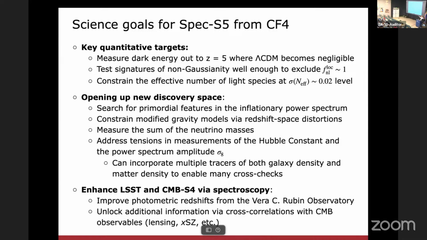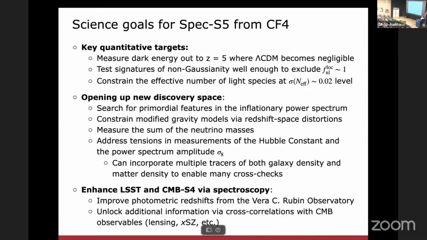But we also had a set of goals that really are opening up new windows on the universe. So searching for primordial features in the inflationary power spectrum, testing modified gravity models at high redshift through things like redshift space distortions, measuring the sum of the neutrino masses, addressing tensions in measurements of the Hubble constant and the power spectrum amplitude.